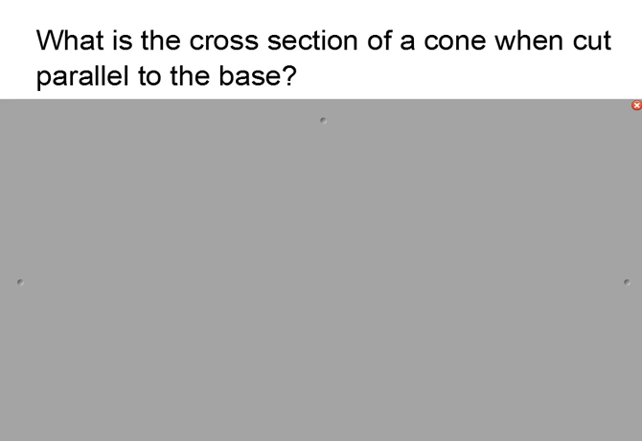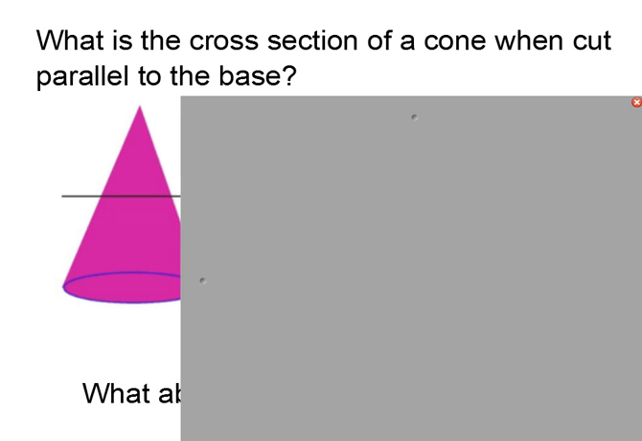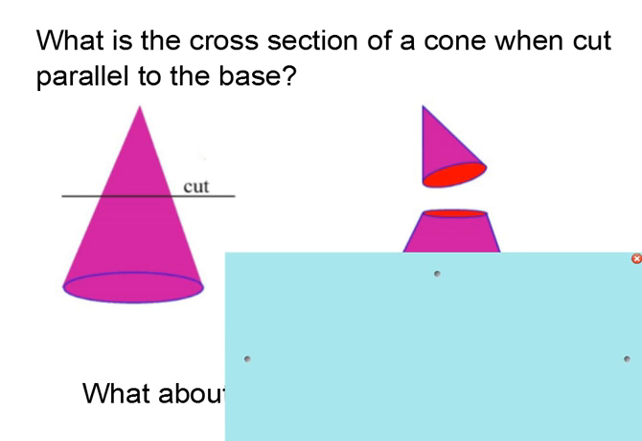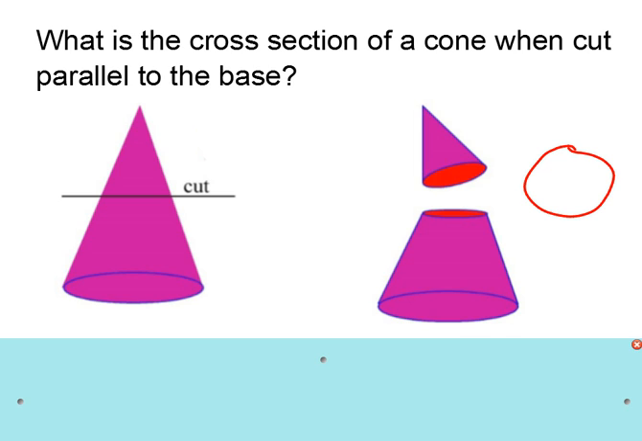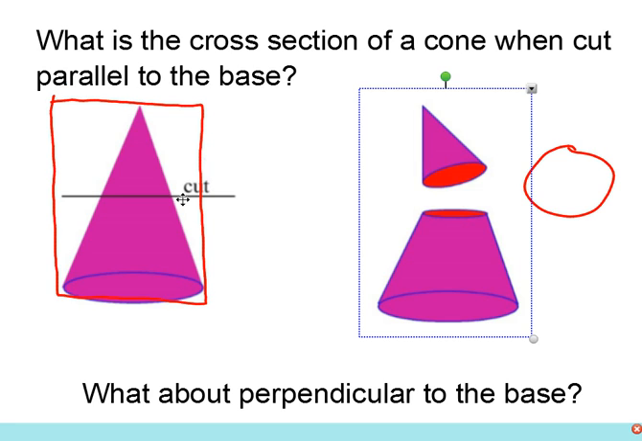So what is the cross-section of a cone when cut parallel to the base? Well, if we cut through like this, we would end up with a cut that kind of looks like this. And so the cut would actually be a circle. But what would you get if you were to slice it perpendicular to the base? Yeah, what would be the cut that looks more like this? Well, it would be actually a triangle.